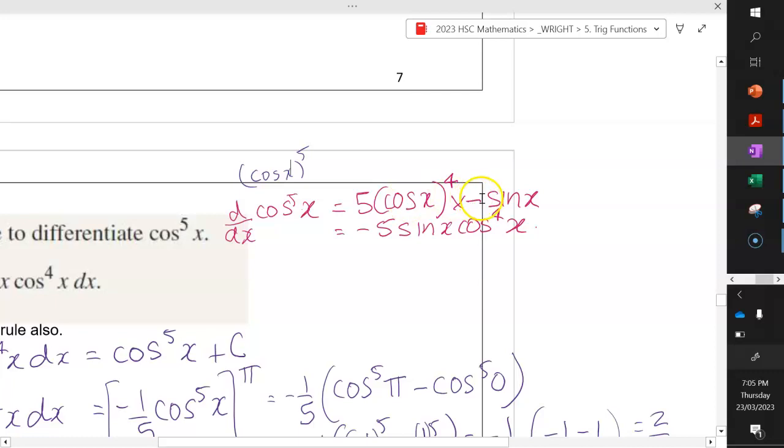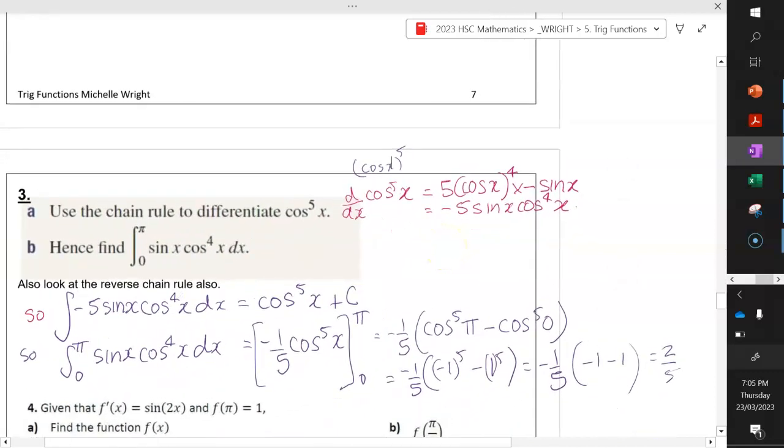So when I pop all that together, I can leave the 4 out the top of the brackets, or I can pop it back in here, which is what I've done. I'm getting minus 5 sine of x cos to the power of 4 of x. You can put cos to the power of 4 of x in front of sine of x if you like, I generally just like to pop the sine first.